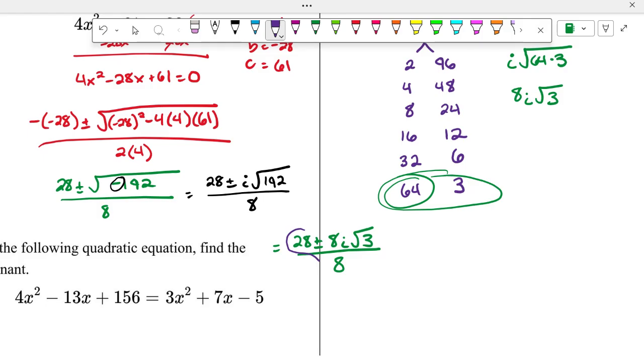Now, the last little bit to simplify. What can I divide into all 3 of these numbers evenly? 4. So what's 28 divided by 4? 7. Plus or minus 8 divided by 4 is 2i. Still got the square root 3, all over 2. That's it.